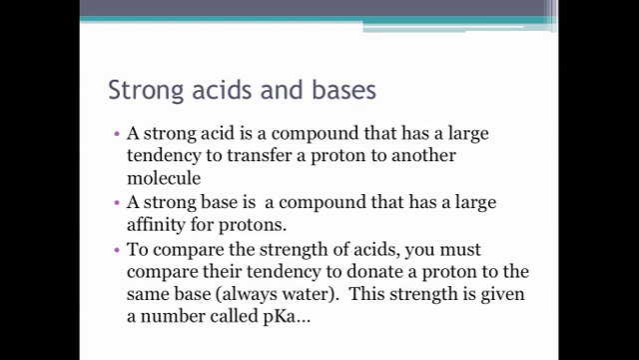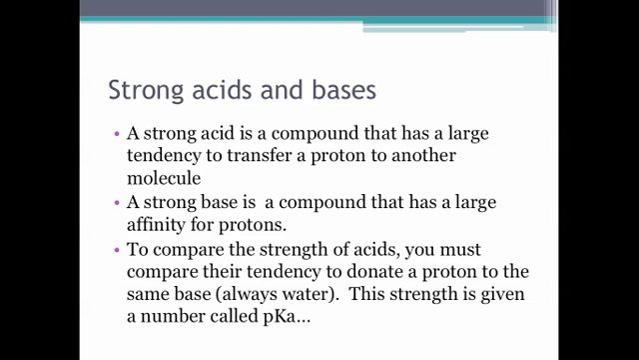Alright, so there's our definitions. A strong acid is a compound that has a large tendency to transfer a proton to another molecule. A strong base is a compound that has a large affinity for protons. Now, this next point is an extremely important one, and I've just sort of touched on it then.